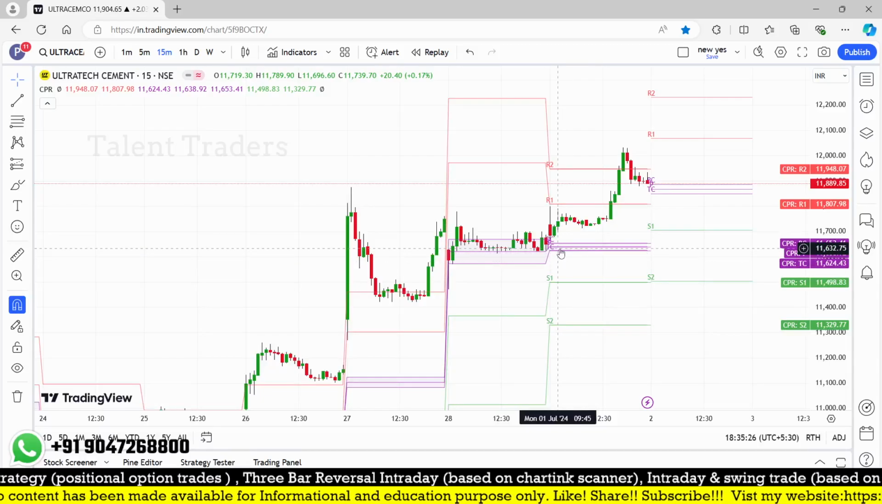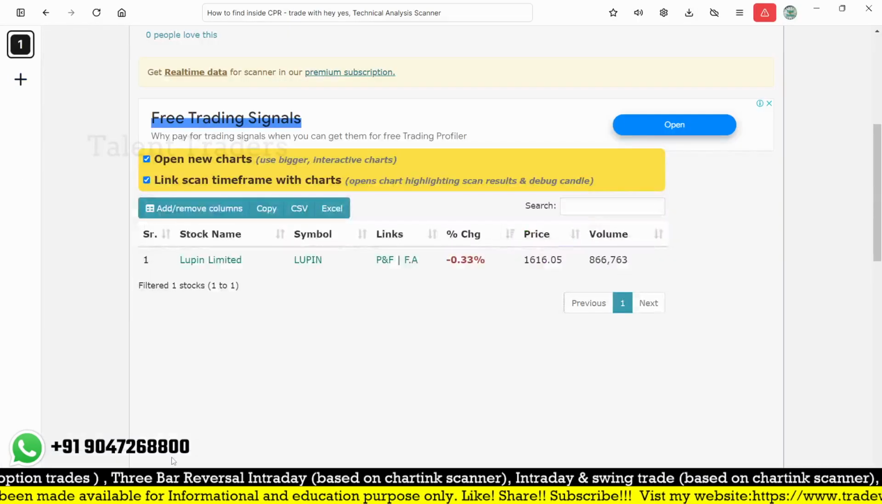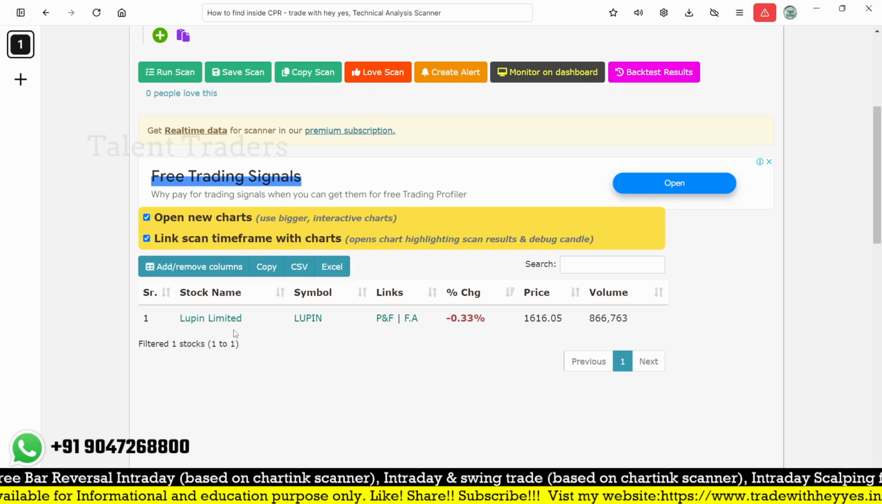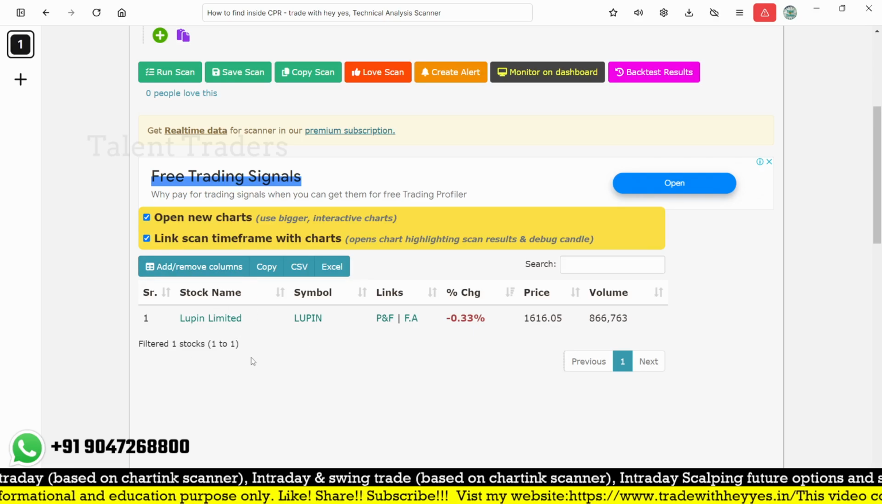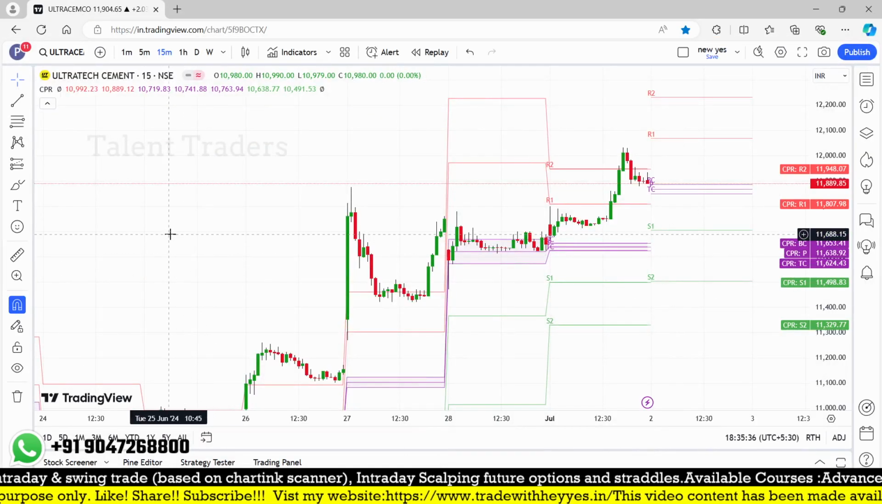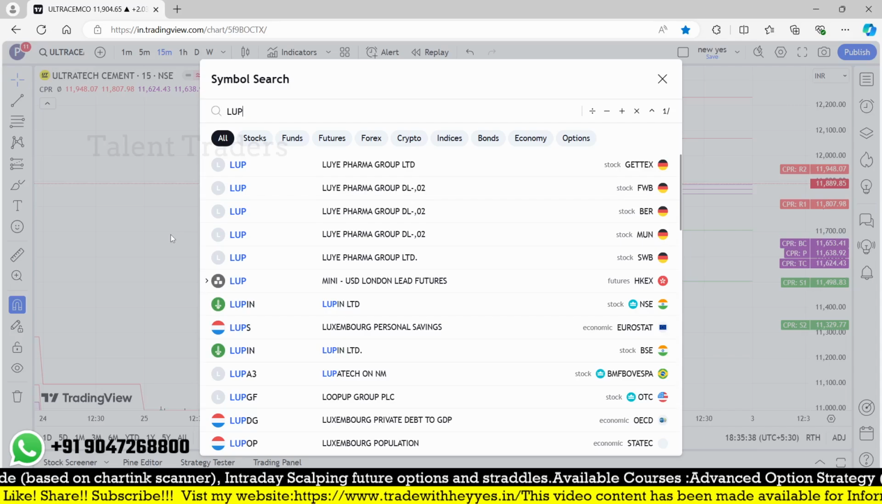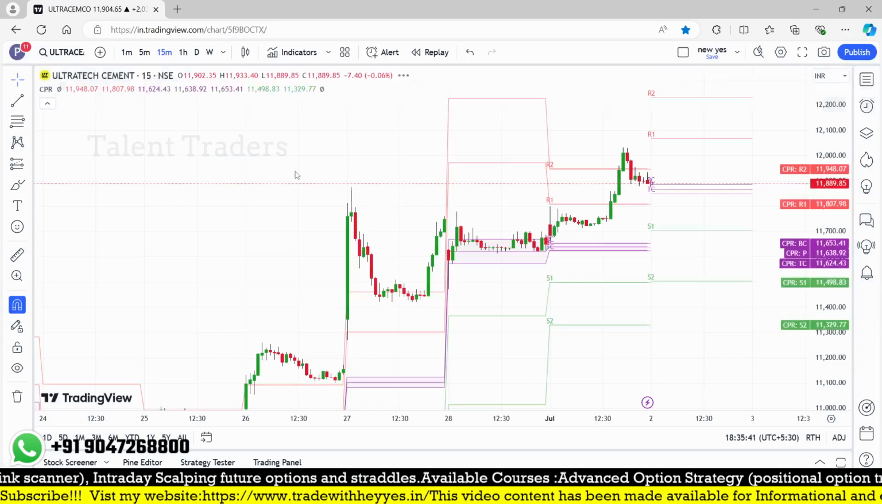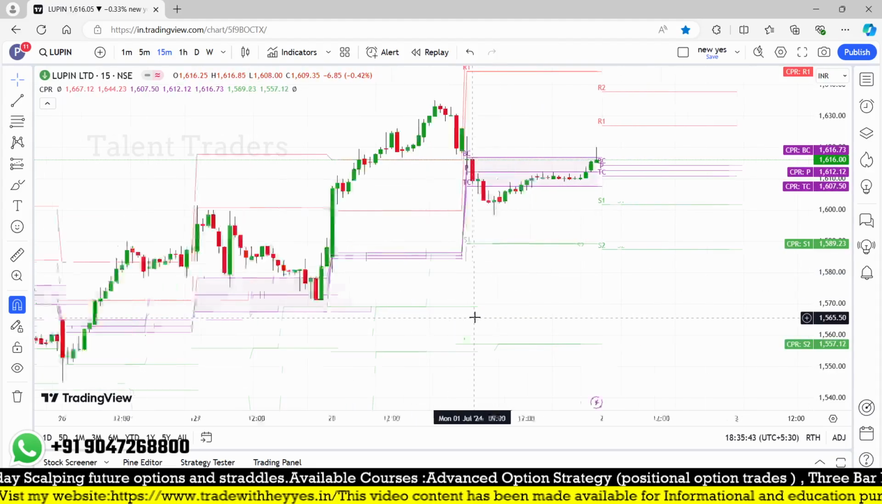Here we find a narrow CPR, and look at how that stock is telling, and look at that loop-in which resulted today. That means the stock which is forming a narrow CPR for tomorrow. Let me check the loop-in. I took out one of the scanners from that CPR, and it will tell you tomorrow's CPR.